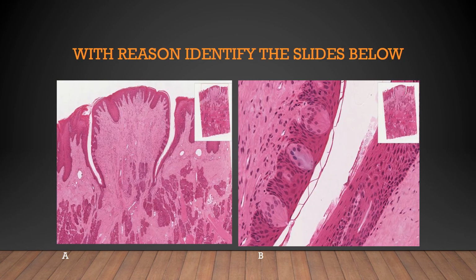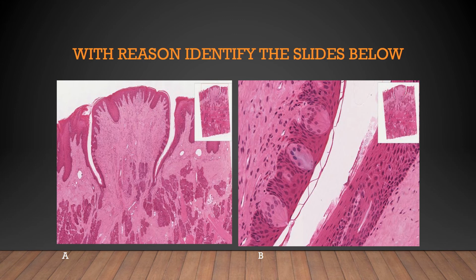So the slide marked A is that of the circumvallate papillae. It has a sunken inverted cone shape with a flat top, which is lined by stratified squamous epithelia, and it has numerous taste buds on the lateral wall.